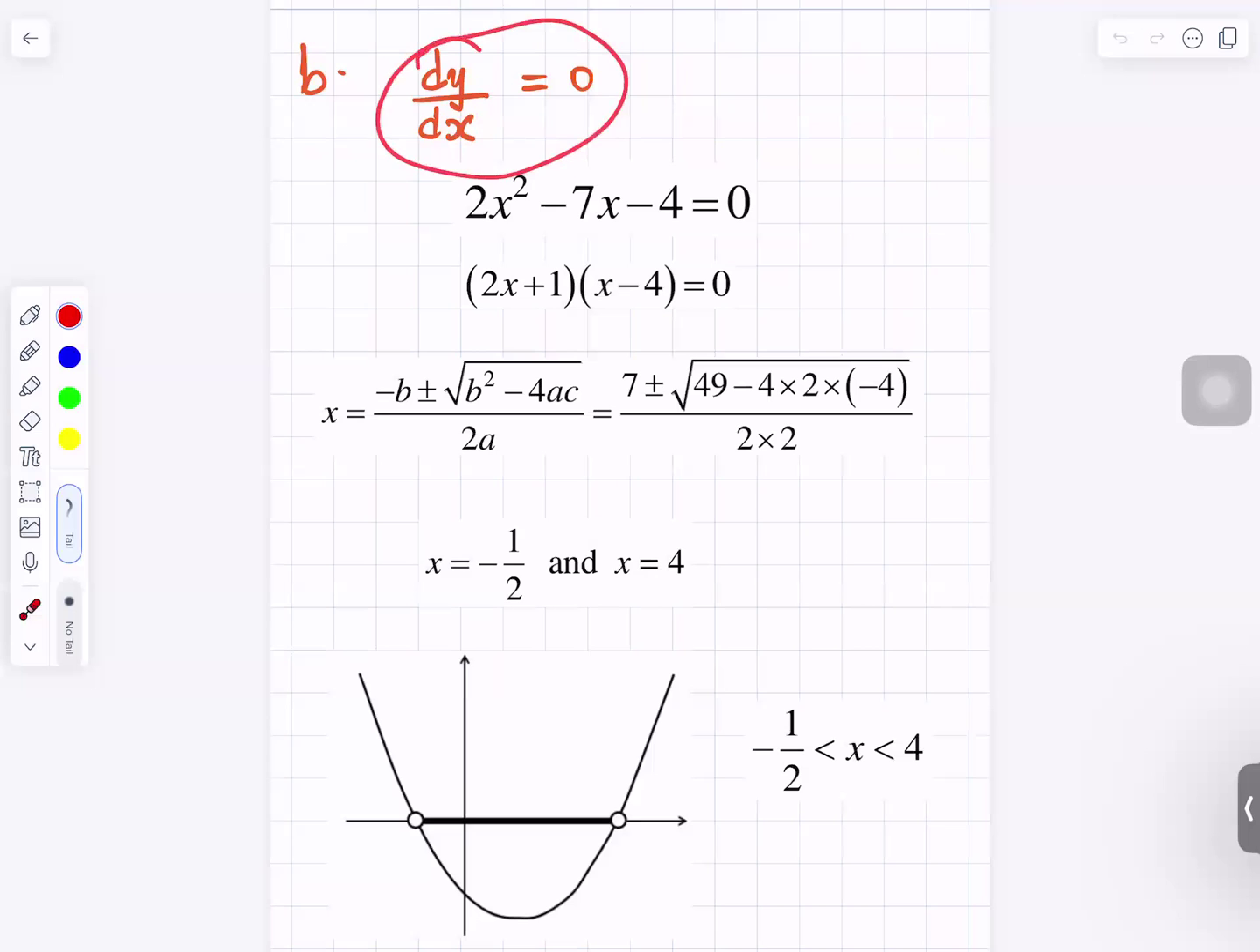Part B, solve the equation dy over dx equals 0. So 2x squared minus 7x minus 4 equals 0. You can use the quadratic formula, but for A levels, you can just use your calculator. You will get x equals minus a half and x equals 4. And you want the values which are below 0. So you start from minus a half to 4. So that's the range of values, from minus a half to 4.